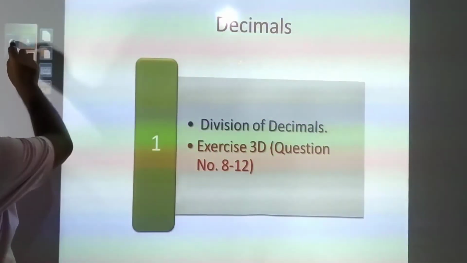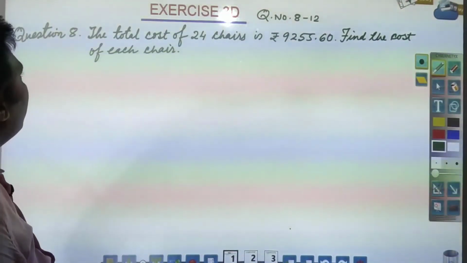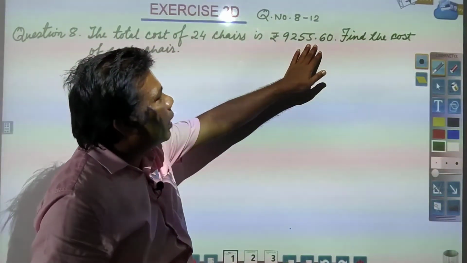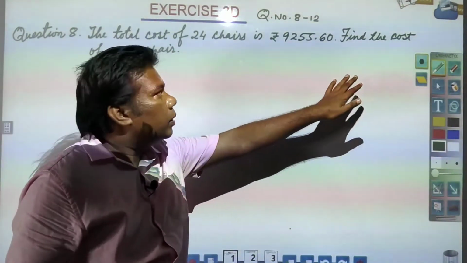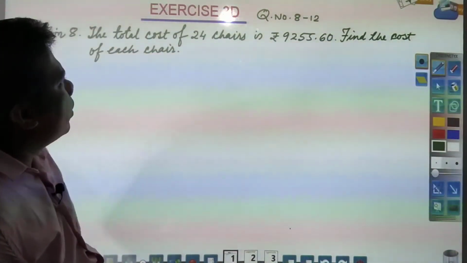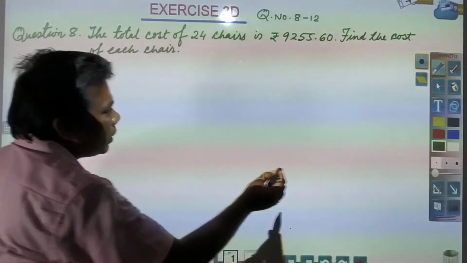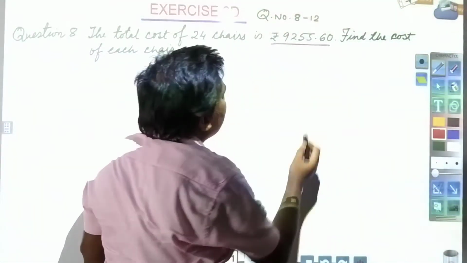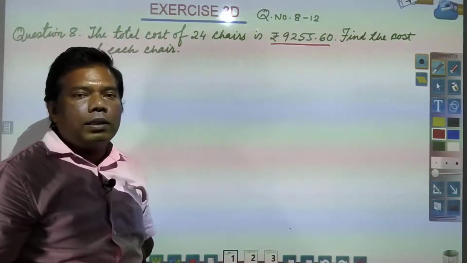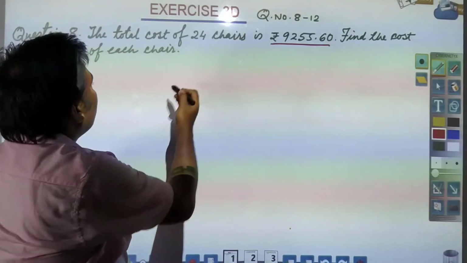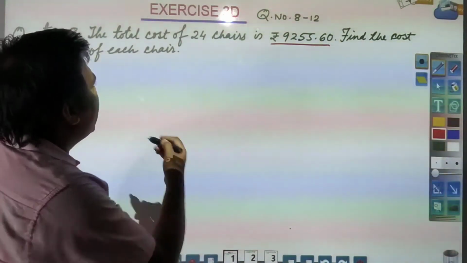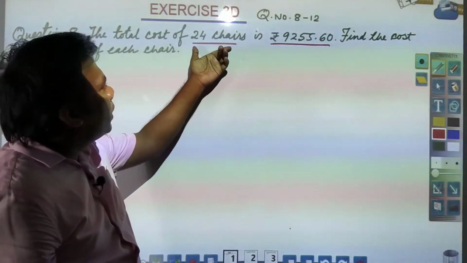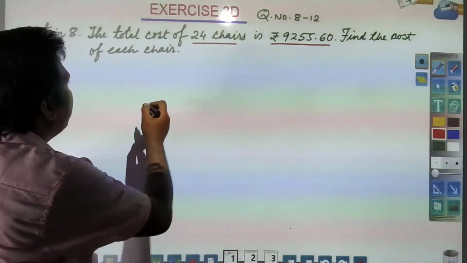Here you see question number 8: the total cost of 24 chairs is rupees 9,255.60. Find the cost of each chair. So the cost of 24 chairs is 9,255 rupees and 60 paisa. You need to find out the cost of one chair. So what needs to be done? This amount is required to be divided by the number of chairs. So how will we solve it?